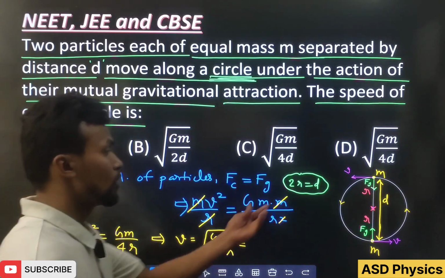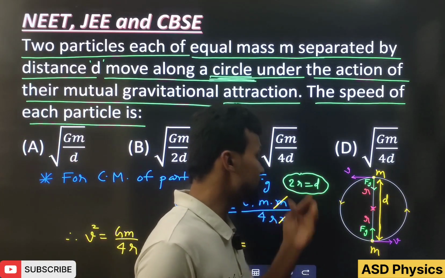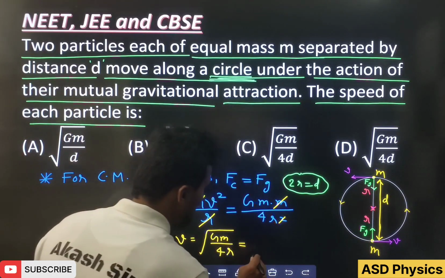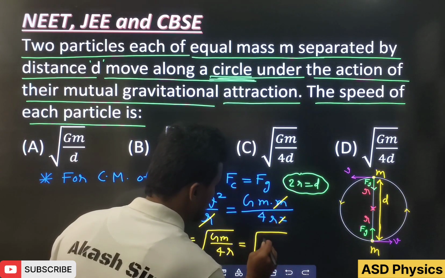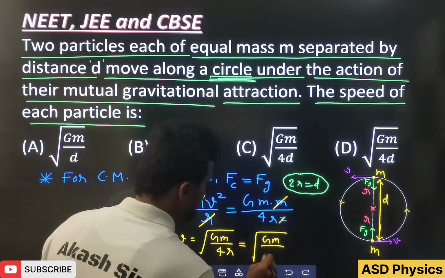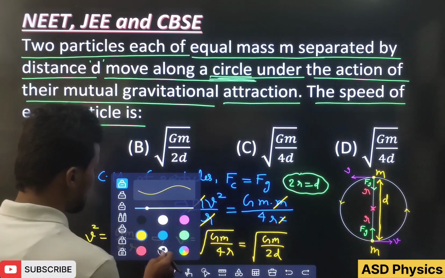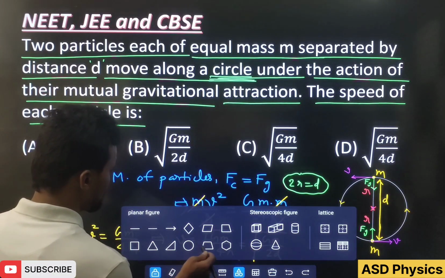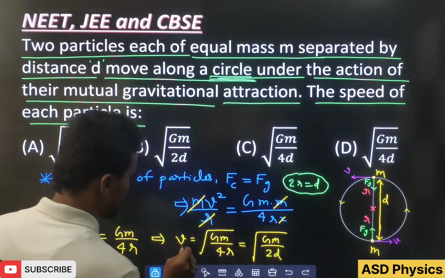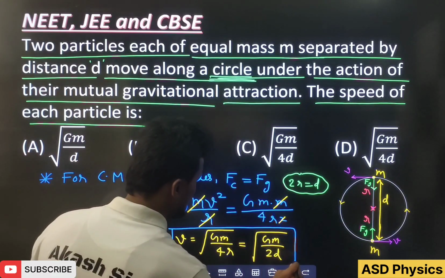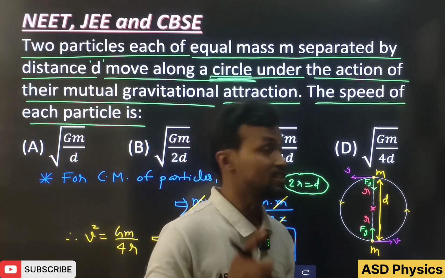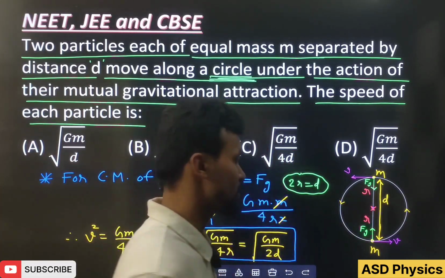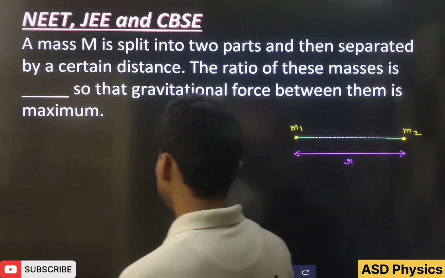But you know very well the relation between r and d: 2r equals d. So this 4r, I can write here root GM by 4r, which means I can write here 2d. Remember that. I will put this into the box. This is the formula. With this speed, the particles will move in a circular path, and very important, this gravitational force will act as a centripetal force. Remember that. And now we'll see the last question.